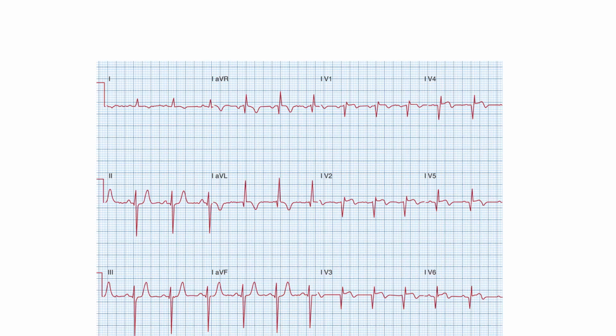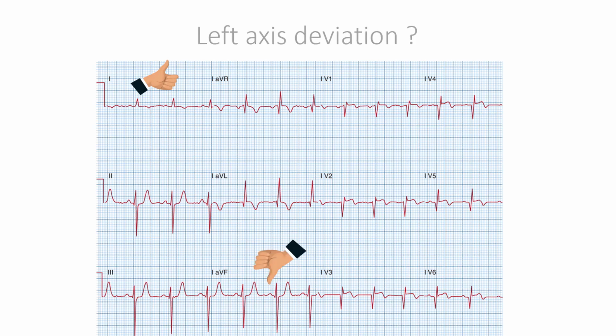Let's look at this 12-lead EKG and assess the axis. We know that the number one axis vector finders are lead 1 and AVF. So first we're going to look at lead 1 and see that lead 1 is definitely overall net positive. Then we're going to look at AVF, and we can see that it is overall net negative.